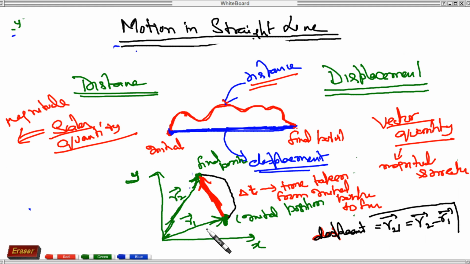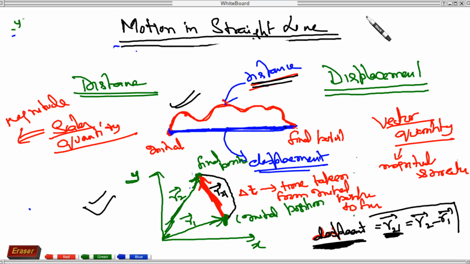Okay, this is r21. So this r21 is the displacement. It's the displacement vector, so in vector form it's denoted like this. Here it is shown like this. Now you can see here that distance is always more than displacement.